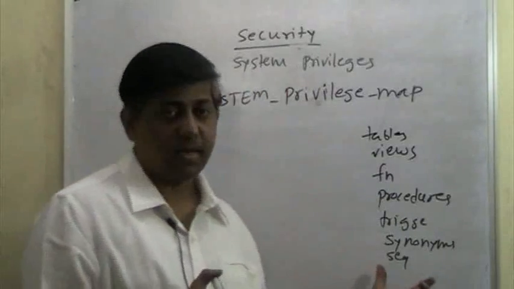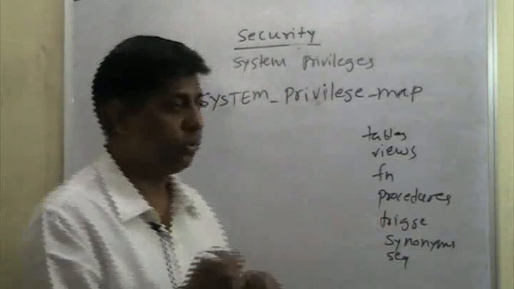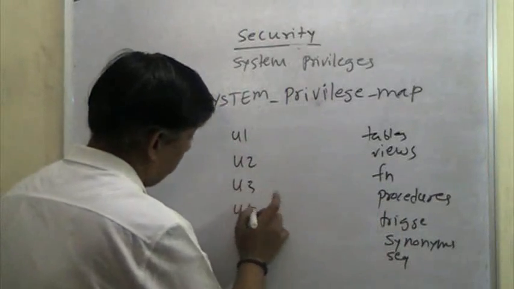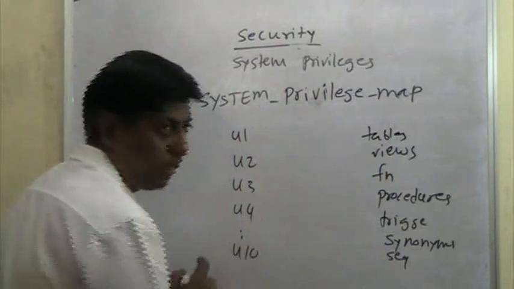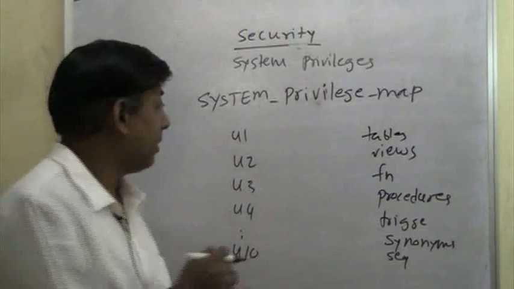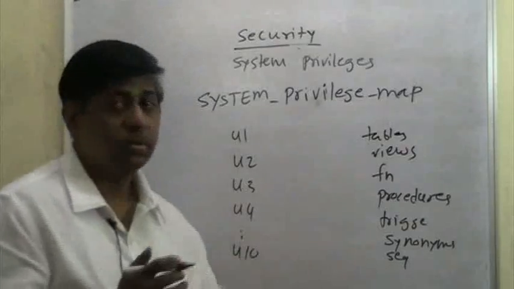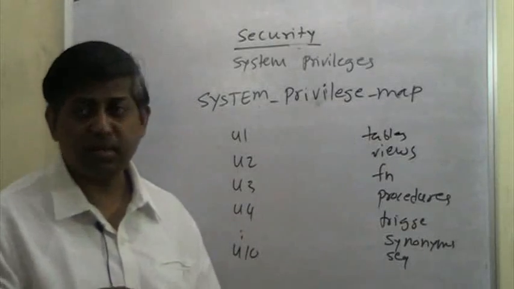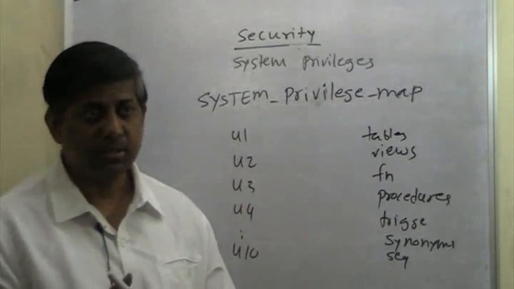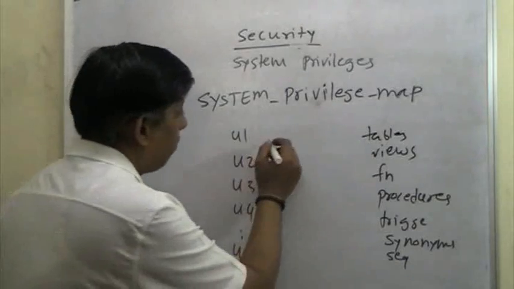Now after that, what will you do? You will say those users are, let us say, U1, U2, U3, U4, all the way to U10. These are the users that you have created so far. After that, I said that all of these users should be able to create and alter and drop all these objects.